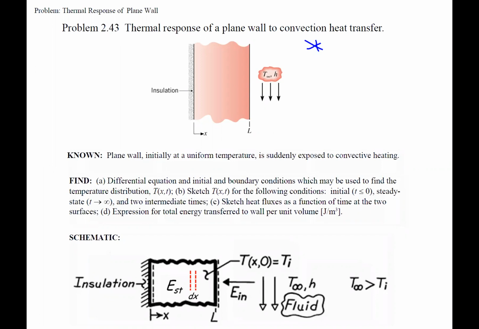All right, so let's start and work our way through this problem. So part A, differential equation, initial and boundary conditions, which may be used to find the temperature distribution. So we don't have to find the temperature distribution.